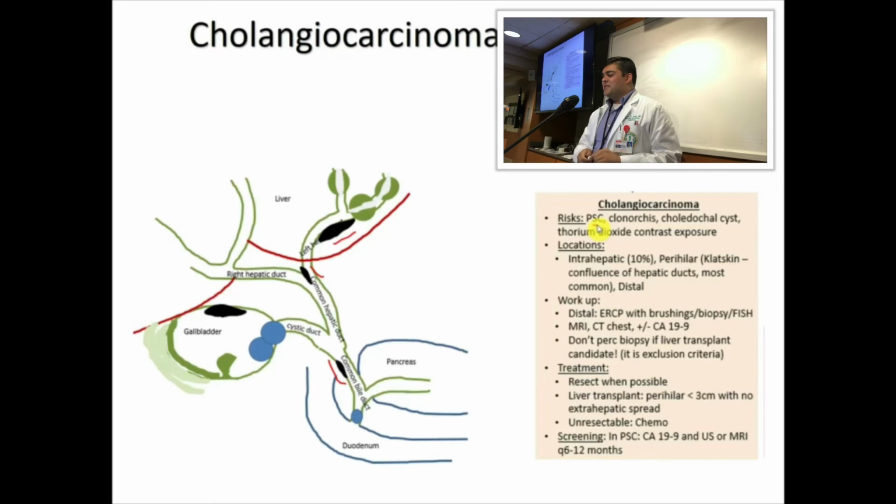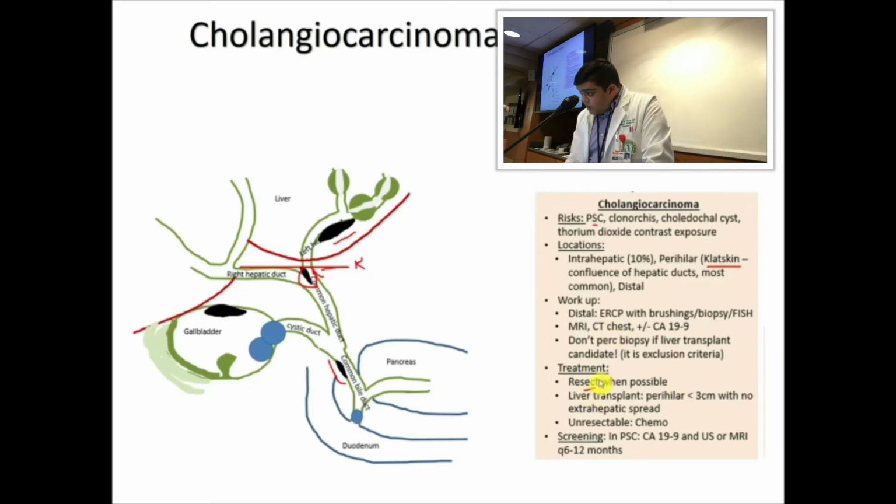You can do it with a choledochal cyst, or if you have exposure to thorium contrast. So the locations, you're going to see intrahepatic, it's going to be about 10%. You can have it perihilar, so that's, again, at the confluence of the left and right hepatic ducts. That's actually going to be the most common. That's called a Klatskin lesion. Or you can have a distal lesion, in the CBD or further down in the common hepatic duct.